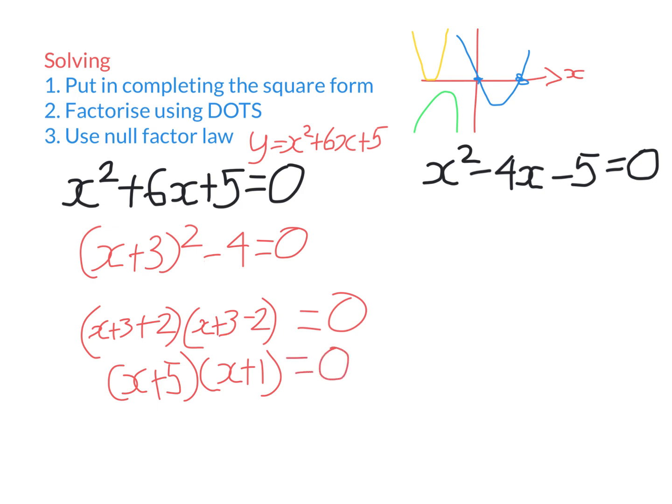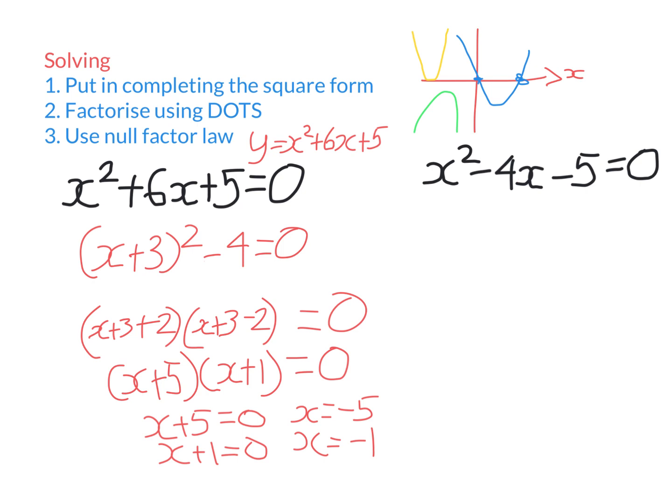So now we're going to use the null factor law. The null factor law says if you have something times something equals 0, either the first thing equals 0, or the second thing equals 0. So we actually have two solutions here. If x plus 5 equals 0, x is just negative 5. If x plus 1 equals 0, x is negative 1. So if I were to graph y equals x squared plus 6x plus 5, it would have x-intercepts at negative 5 and negative 1.